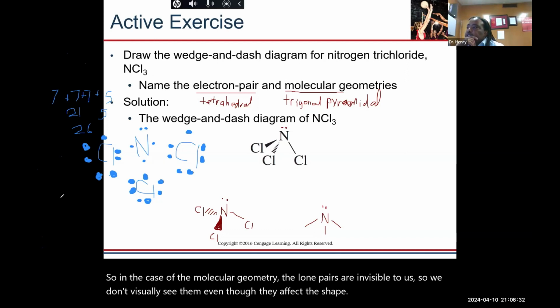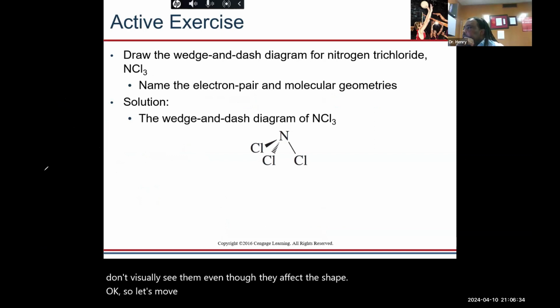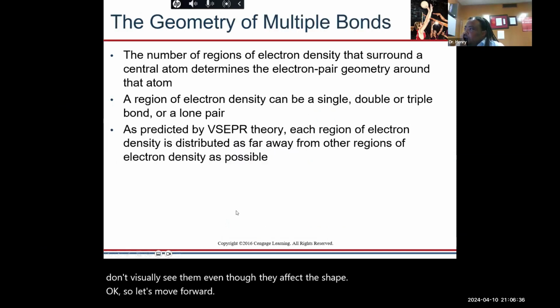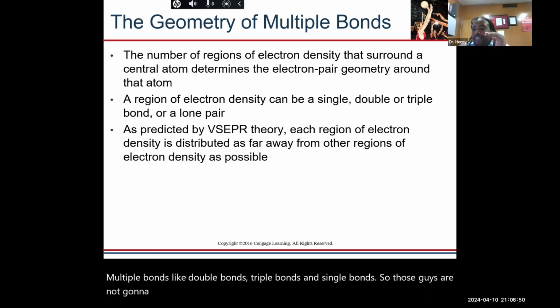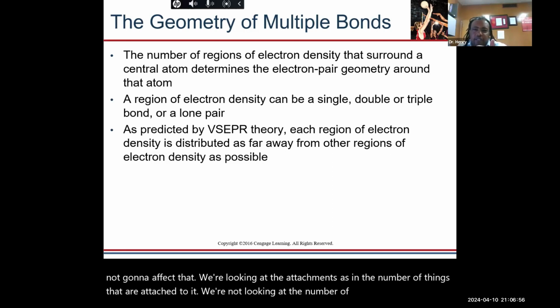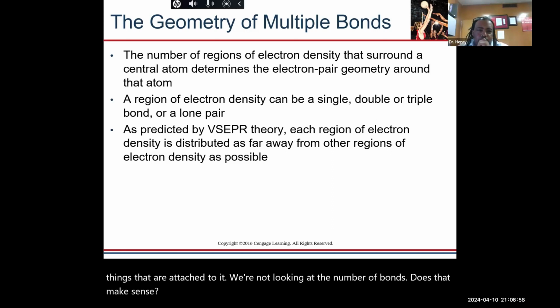Okay, let's move forward. Sometimes we're going to have multiple bonds, like double bonds, triple bonds, and single bonds. Those are not going to affect this. We're looking at the attachments, as in the number of things that are attached to it. We're not looking at the number of bonds. Does that make sense? Yes, that makes sense.